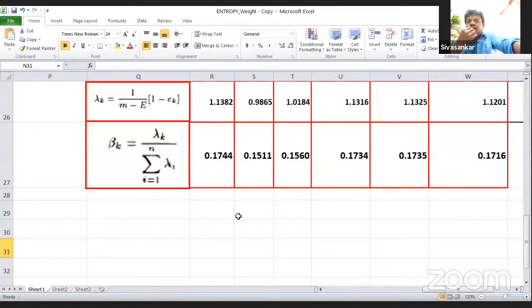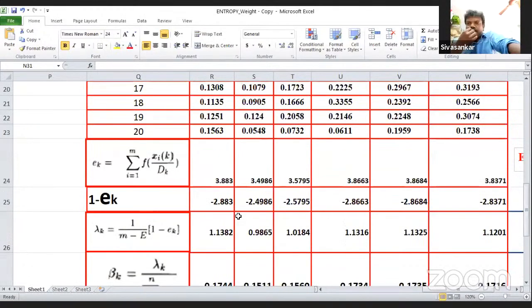Now in this entropy method, the weights are given on their own. We are not performing anything. Depending upon the occurrence, it automatically calculates its own weight. Clear? Clear, sir? Okay. Next.